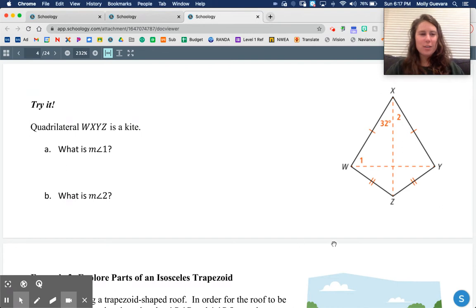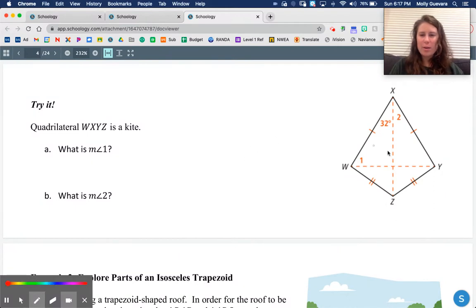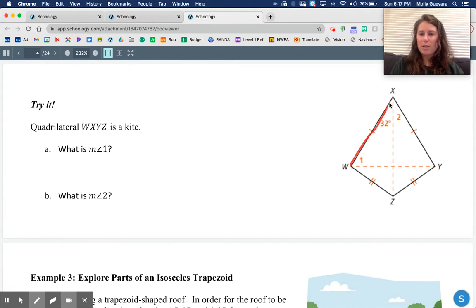All right, so quadrilateral WXYZ is a kite. I want to know what is the measure of angle 1. So let's look at this. Again, sometimes it's helpful to draw things in, but this triangle is already pretty big. Okay, so I'm just going to look at this triangle right here. And I know that this is a right angle because of the kite, the diagonals are always perpendicular. Okay, so this is 32, this is 90, and then this, let's call it x.